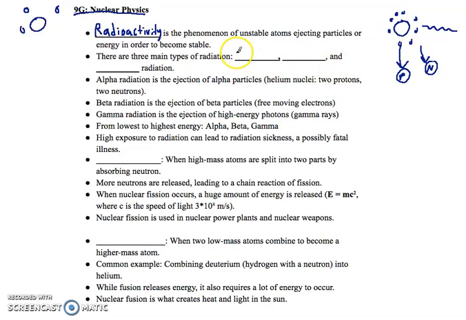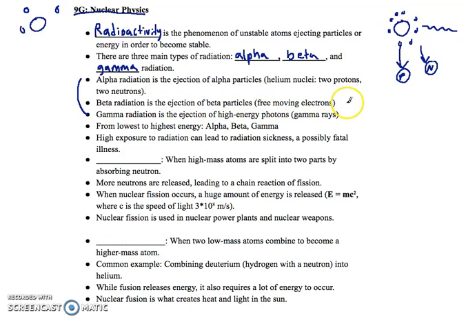So there's three main types of radiation or radioactivity. The first type of radiation would be alpha radiation. The second would be beta radiation. And the third one is going to be gamma radiation. So we'll go through each of those three types of radiation.